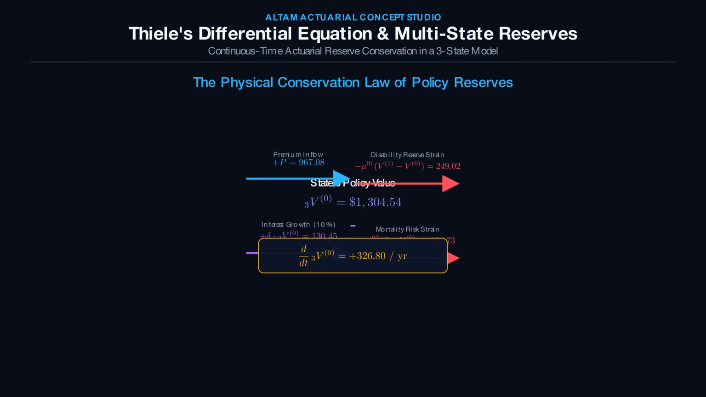Think of the reserve as a tank. Interest and premium flow in. Disability strain and mortality strain flow out. The net of those flows is the derivative of the reserve.